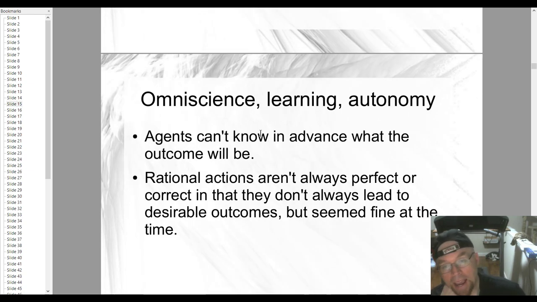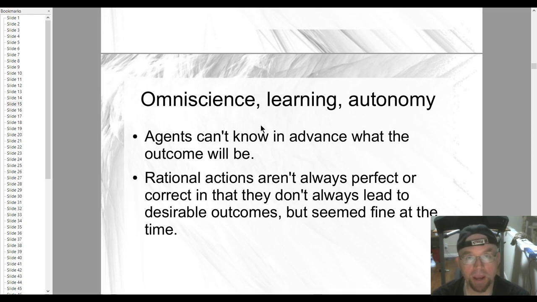All right, so agents are not omniscient. They don't know all things all the time, right? So they can't know in advance what the outcome is going to be. They can't predict the future, okay? So what does that mean? How does that impact us? Well, a rational action isn't always going to be perfect, right? Choices that you make may be perfectly rational that lead to horrendous outcomes, right?